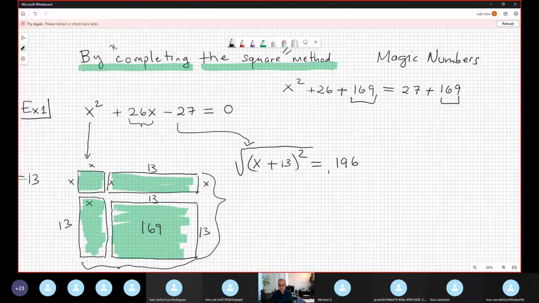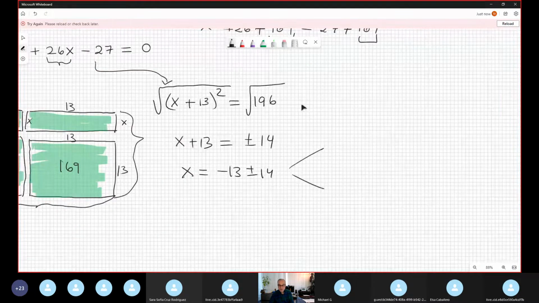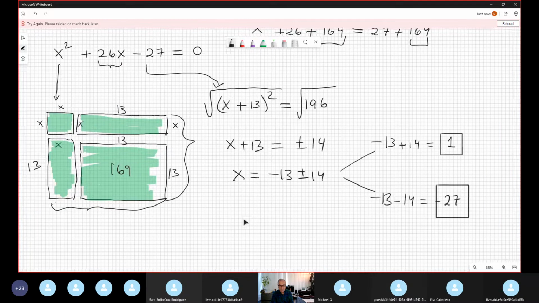This is the square root method again, because I did the factorization this way. You have x plus 13 equals plus or minus 14, because the square root of 196 is 14. So x equals minus 13 plus or minus 14. We have two solutions. The solutions are minus 13 plus 14, which is 1. Fantastic. And negative 13 minus 14, which is negative 27. Okay, so basically, we come back to the geometry problem.